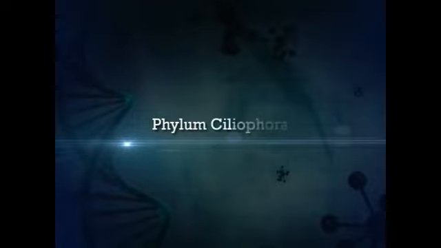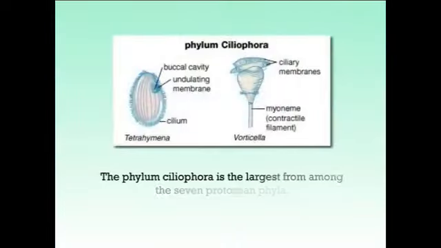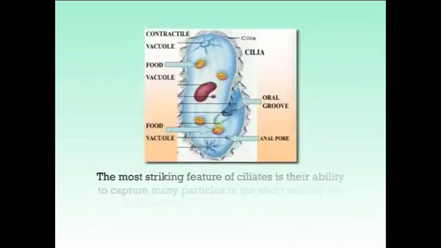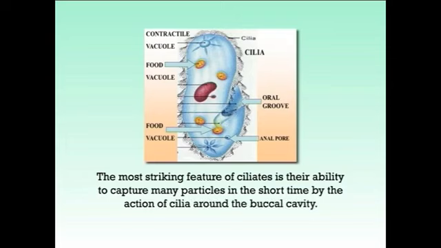Now we'll see the phylum Ciliophora. The phylum Ciliophora is the largest among the 7 protozoan phyla. These are unicellular heterotrophic protists and use cilia as one of the locomotory organelles. The most striking feature of the ciliates is their ability to capture many particles in a very short time by the action of cilia around the buccal cavity.